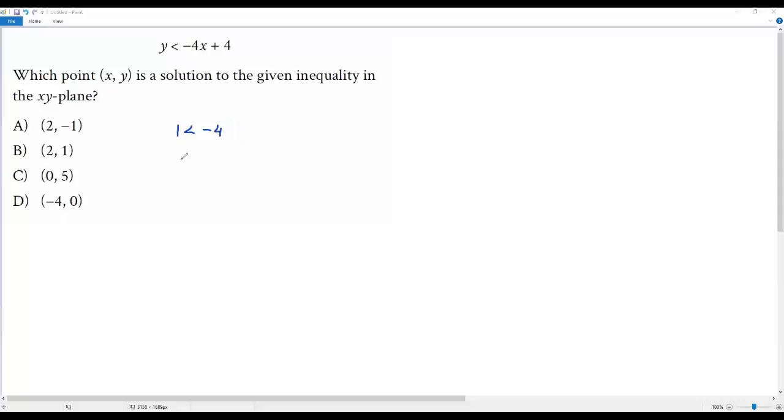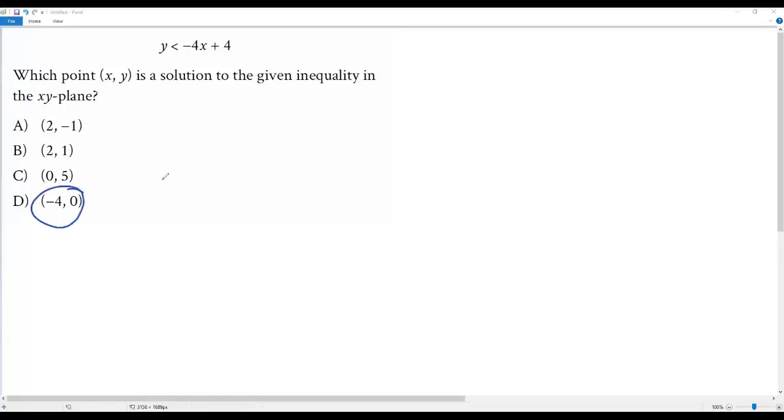Now let's check option C. For that we plug in x equals 0, y equals 5. So 5 less than negative 4 times 0 plus 4. Negative 4 times 0 is 0, and 0 plus 4 is 4. So 5 less than 4, again we get a false result. 5 less than 4 cannot be accepted because 5 is greater than 4. So the point in option C does not satisfy the given inequality.